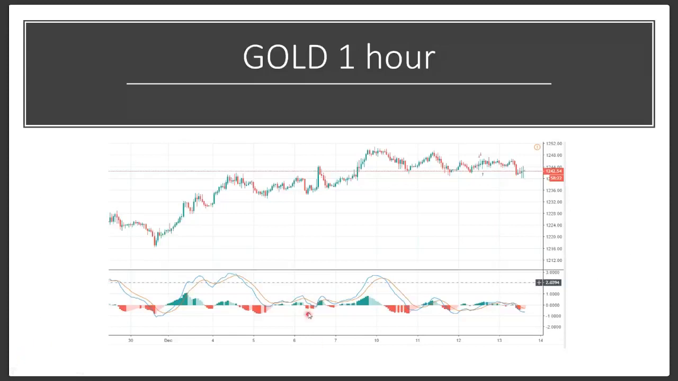One more. This is gold on 1 hour. Okay, so we have our MACD, we have our gold. I love gold, by the way. That was the very first asset I ever traded. So let's have a look again.